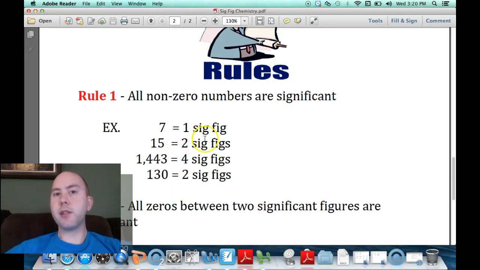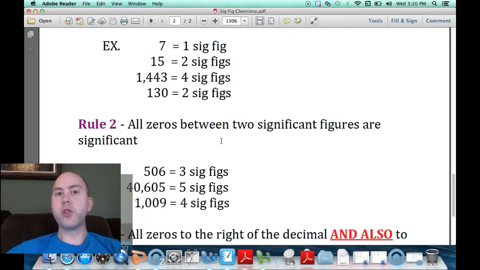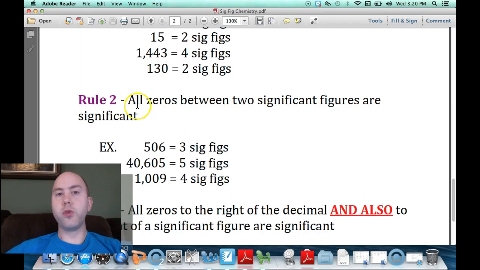Well, how can I make 0 significant? Well, Rule 2 helps out. Rule 2 says any 0 between sig figs are significant. So in 506, this 0 that's in the middle is in between non-zeros. So there are 3 sig figs.